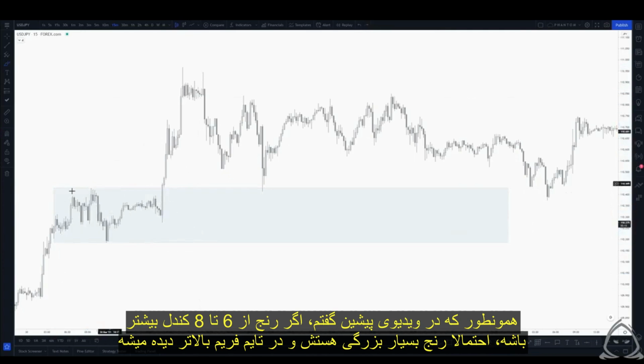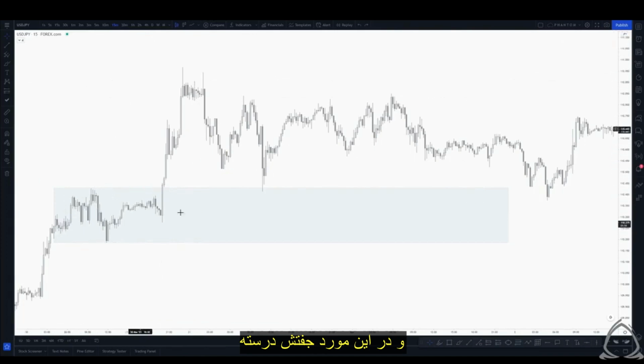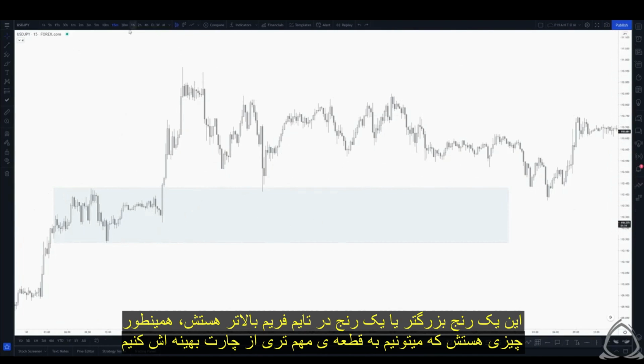Now, of course, like I said in the previous video, if the particular range is over anywhere from 6 to 8 candles, chances are that range is too large and is either going to be seen on a larger time frame or simply as a zone that maybe you shouldn't be focusing your attention on. And in this case, both are true. This would be a larger range or a range on a larger time frame, as well as something that we can navigate our way just to the right, and we can refine it to a more important piece of the overall chart.